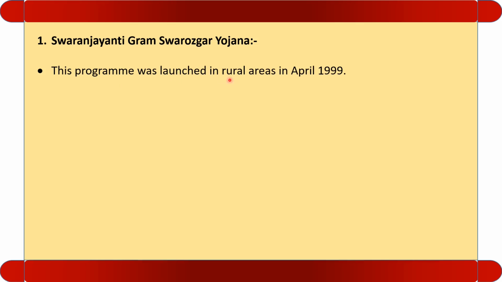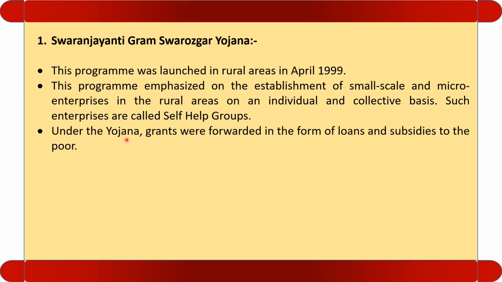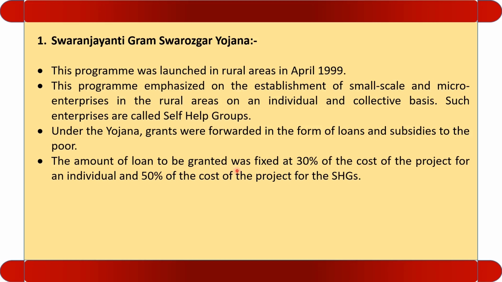This program was launched in rural areas in April 1999. This program emphasized the establishment of small-scale and micro enterprises in rural areas on an individual and collective basis. Such enterprises are called self-help groups. Under the Yojana, assistance was provided in the form of loans and subsidies to the poor. The amount of the loan to be granted was fixed at 30% of the cost of the project for an individual and 50% of the cost of the project for the self-help groups.